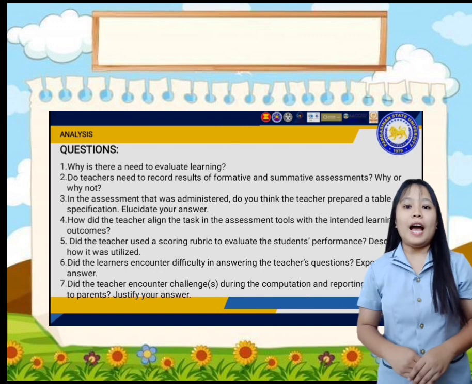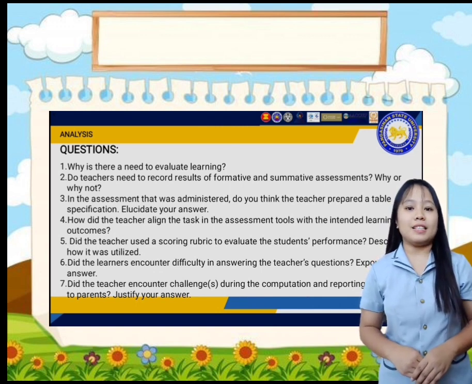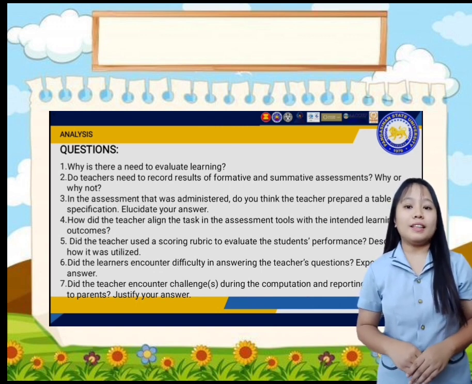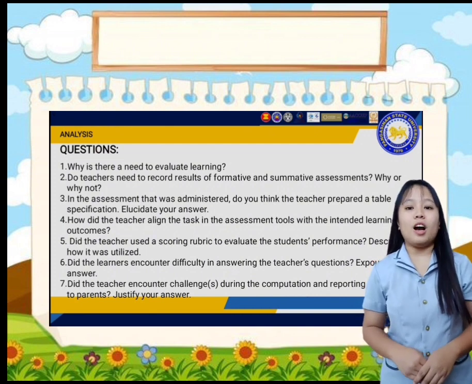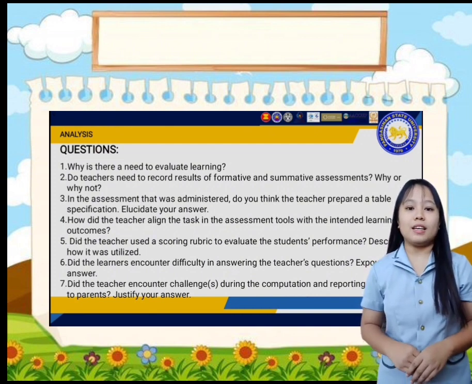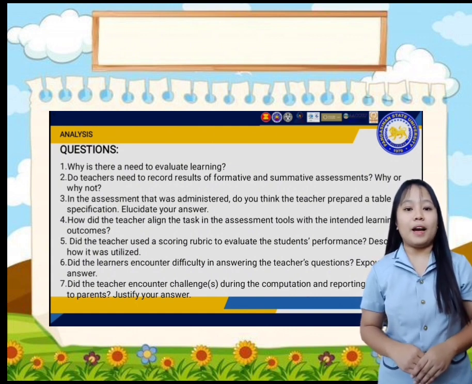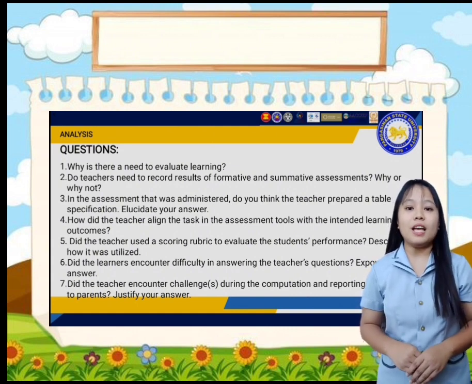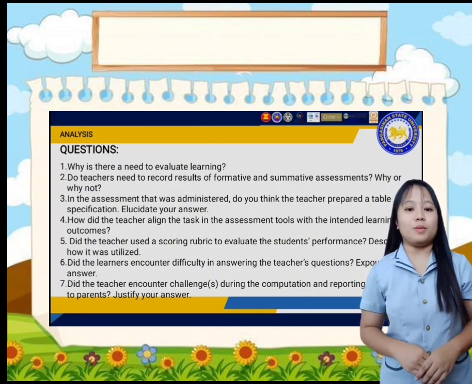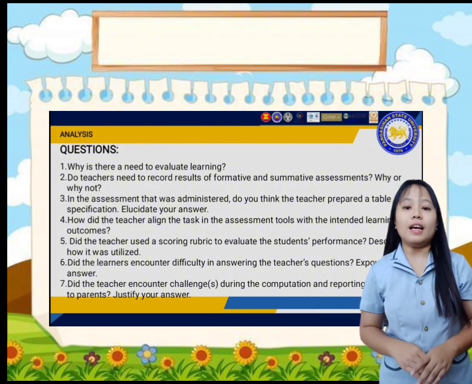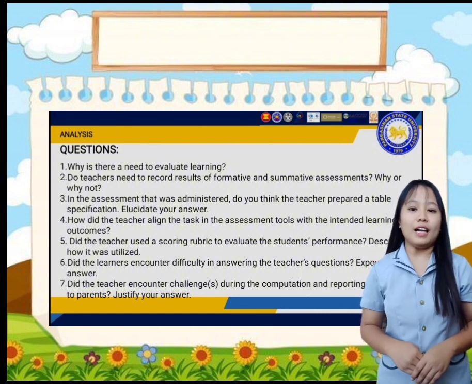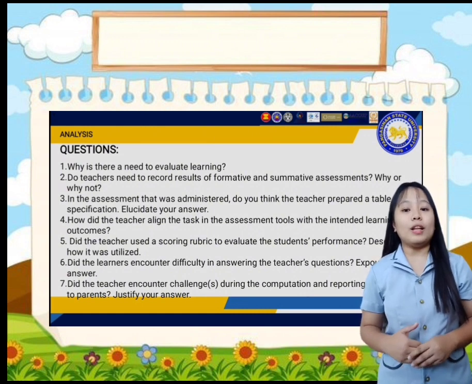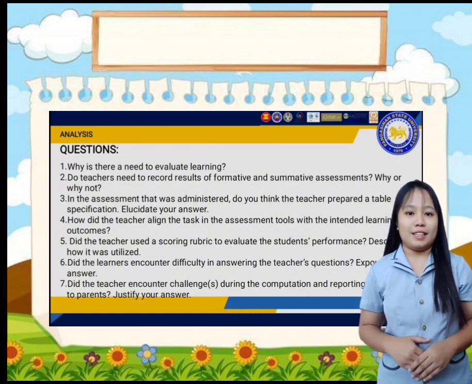For number 4, how did the teacher align the task in the assessment tools with the intended learning outcomes? The teacher aligned the task in the assessment tools with the intended learning outcomes by aligning the learning activities and capabilities of students. It is significant to align the tasks in the assessment activities and learning outcome because it will result in good learning and they will acquire the knowledge that they need.